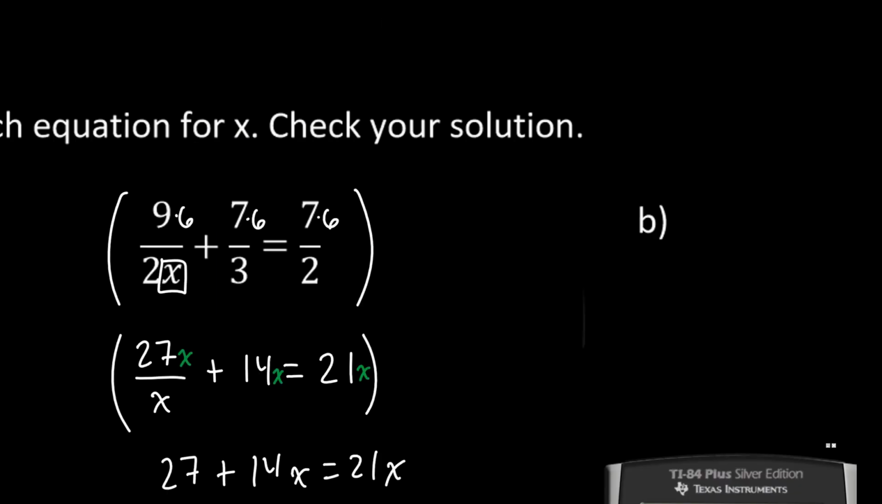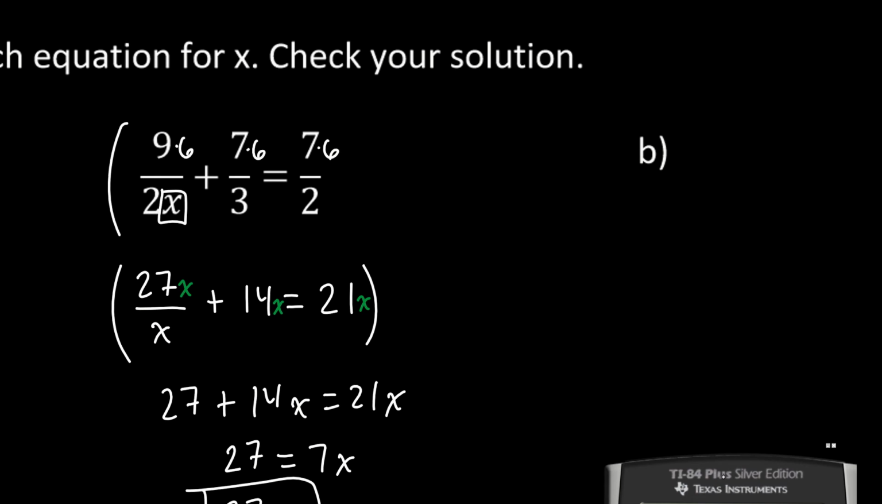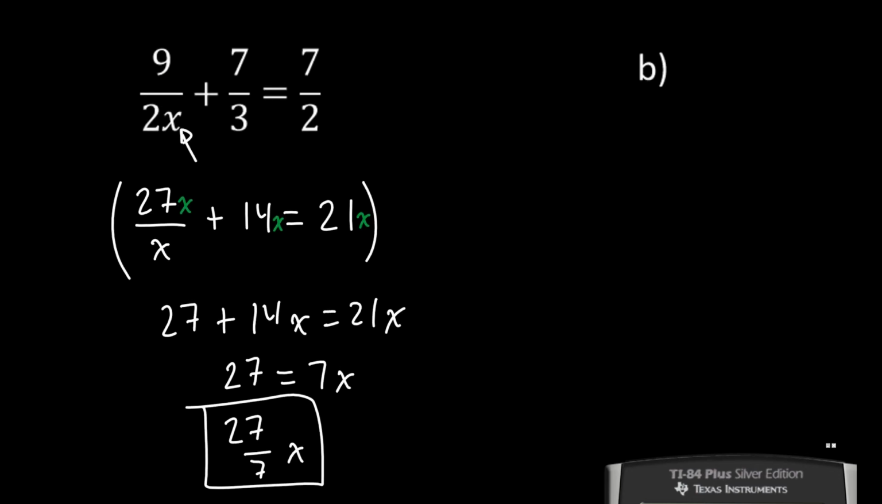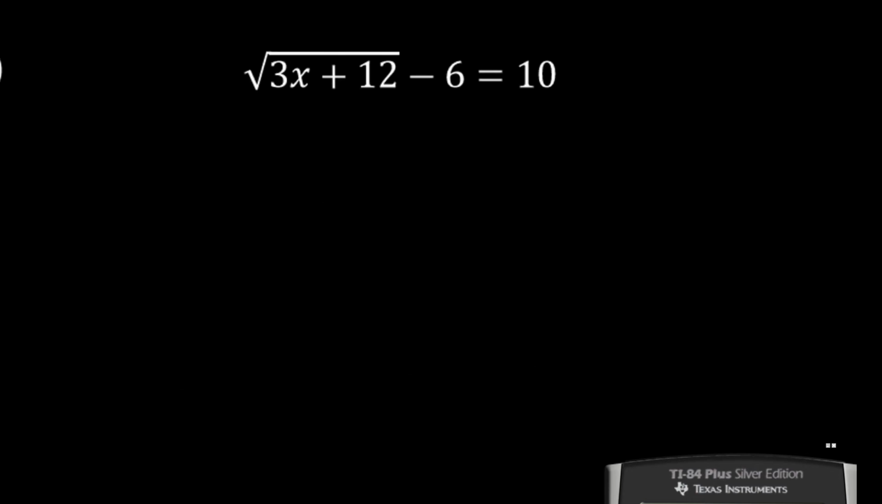Yes, when you plug, and you can't see the original equation because I messed it all up, but when you plug 27/7 into that, both sides of this become 7/2 on the left hand side, and the right hand side already is 7/2. So that is the solution. Let's move on to B.